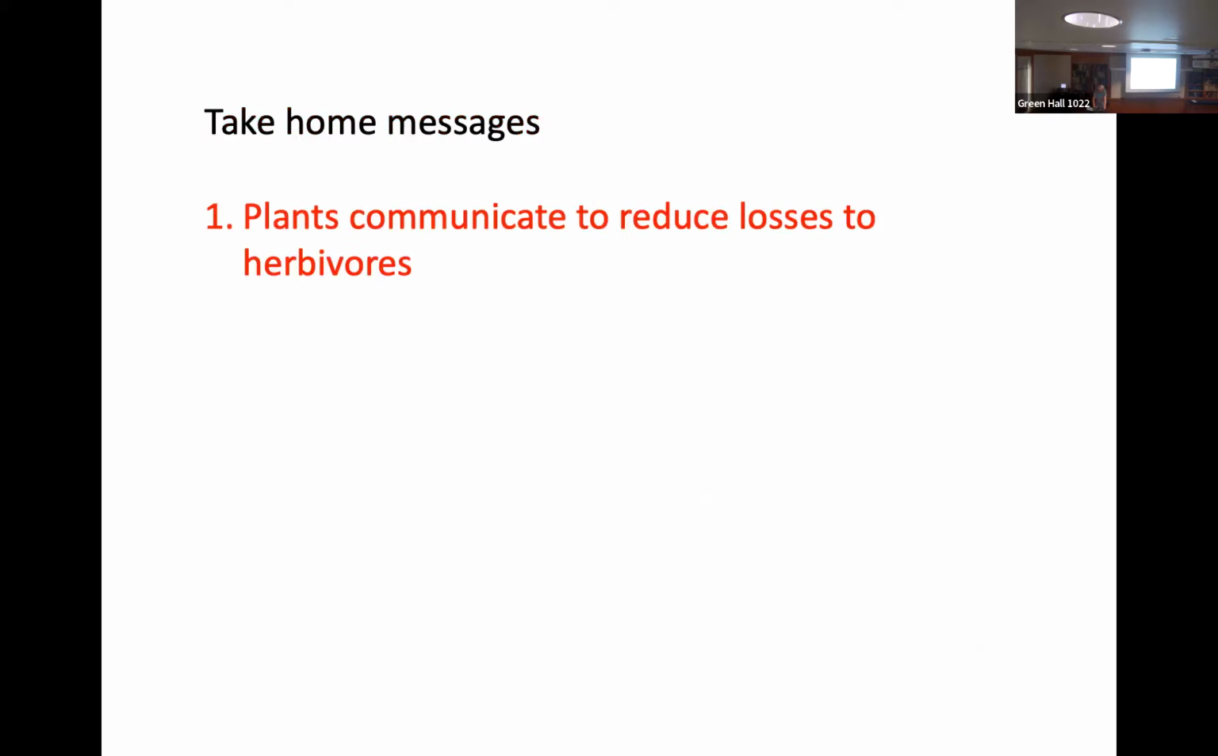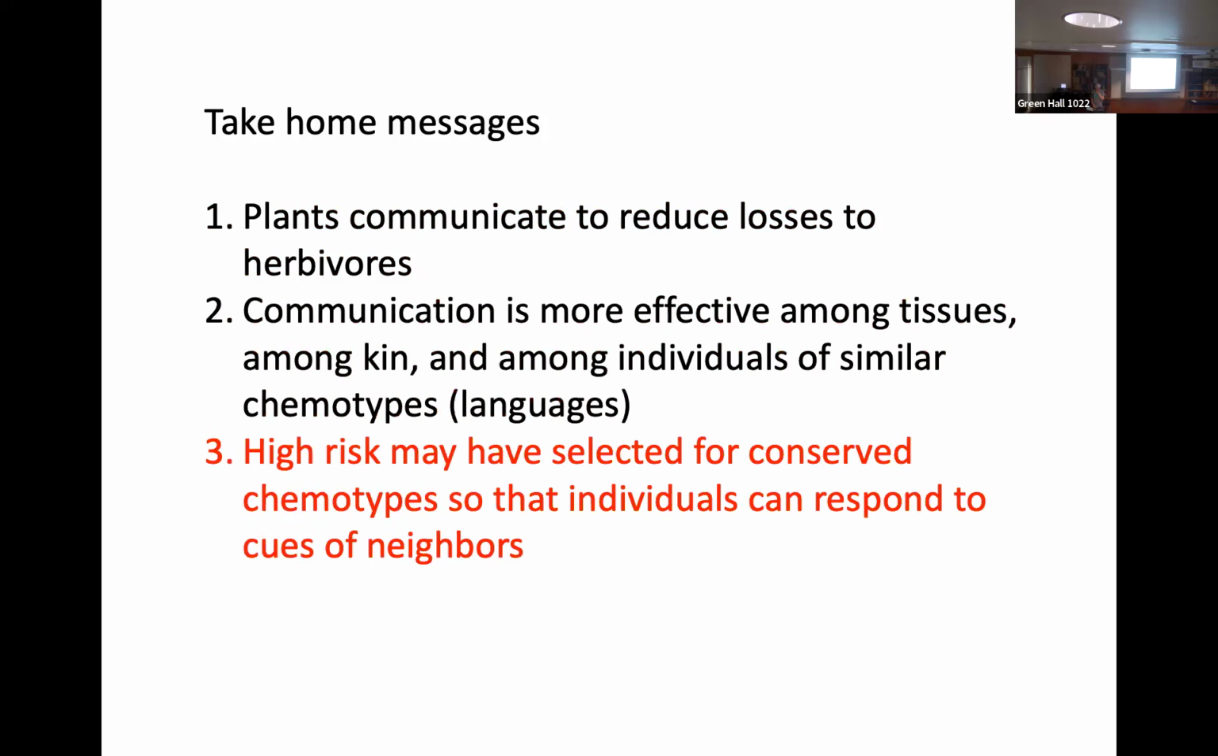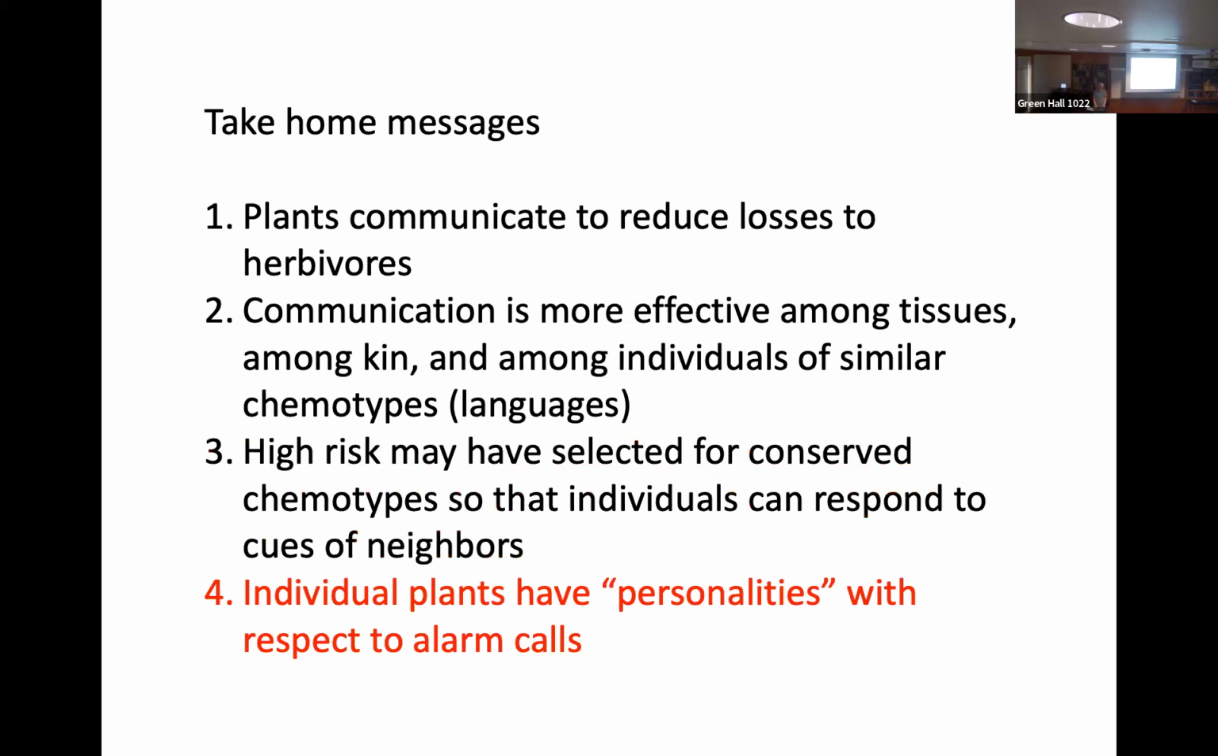So the take-home messages are, I hope I've convinced you that plants actually do communicate, or at least eavesdrop if you prefer, to reduce losses to herbivores. That communication is more effective among tissues that are genetically identical, among kin, among individuals of similar chemotypes than they are among those that are more different. That high risk may have selected for a convergence of chemotypes so that individuals can more effectively respond to the cues of their neighbors. And then finally, and I'm sorry I rushed through this, that individual plants might have personalities with respect to neural impulse.